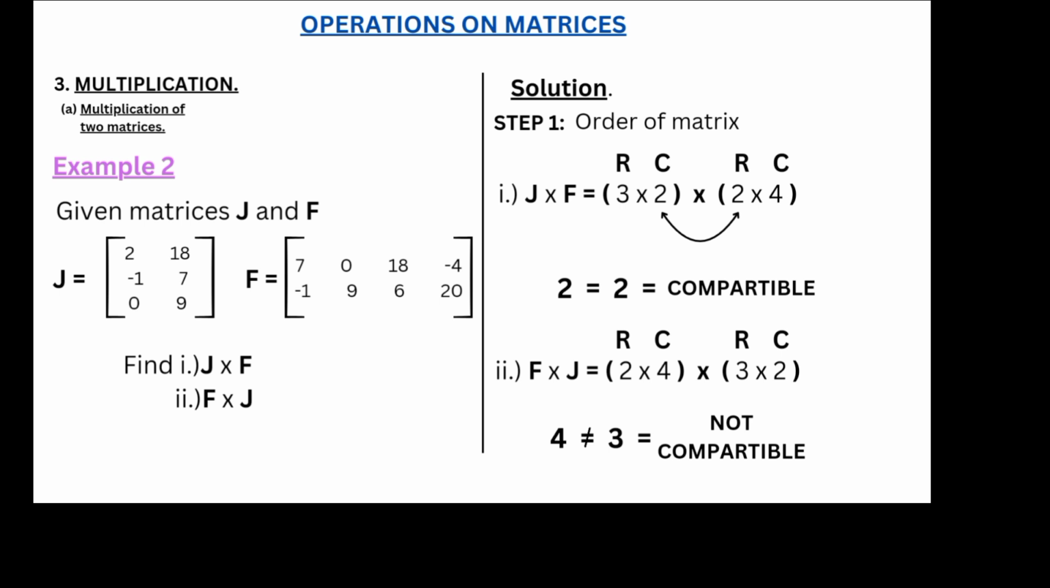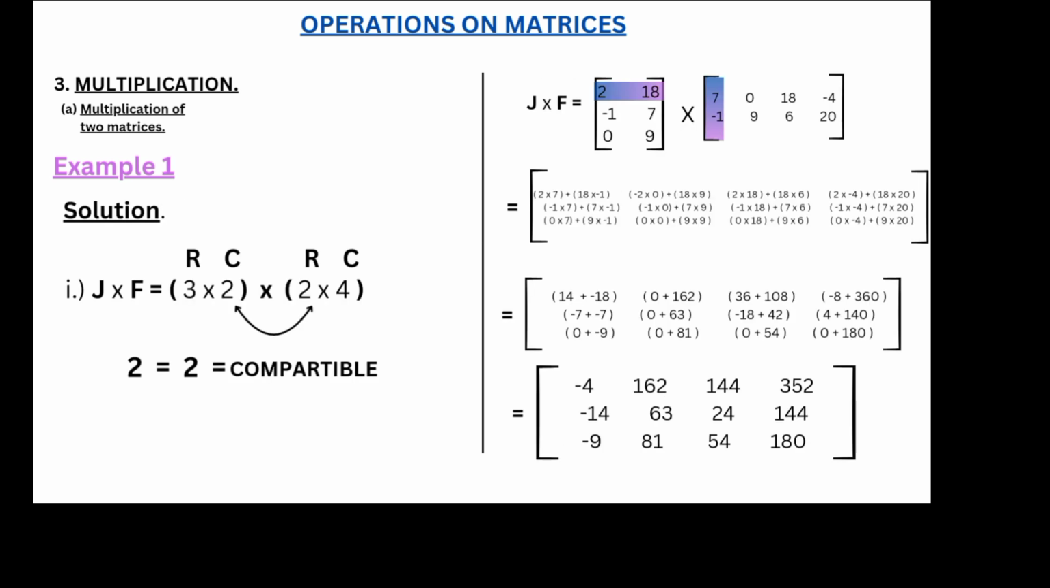So we just calculate the first question, which is J times F, since it's compatible. I say that you can predict the order of the product after multiplying J times F by taking the row of the first matrix and the column of the second matrix. So the product will be a 3 by 4 matrix. Let's check if it's true. So let's multiply J times F.